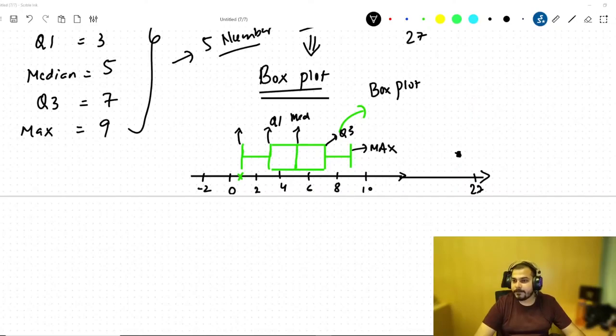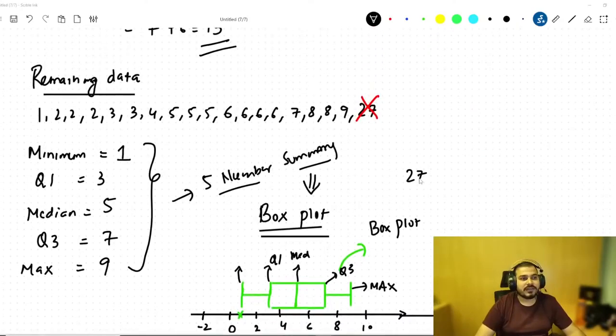Clear? Clear, everybody? And this technique of removing an outlier, we say with respect to lower fence and higher fence. And we also use something called IQR.